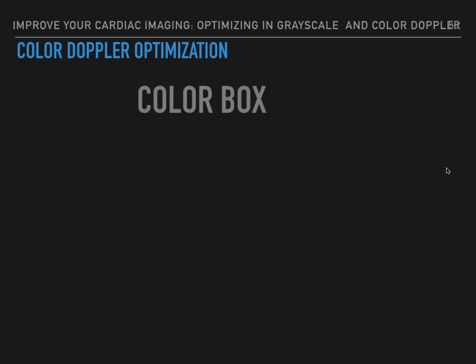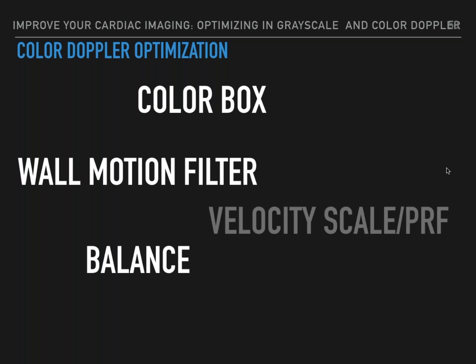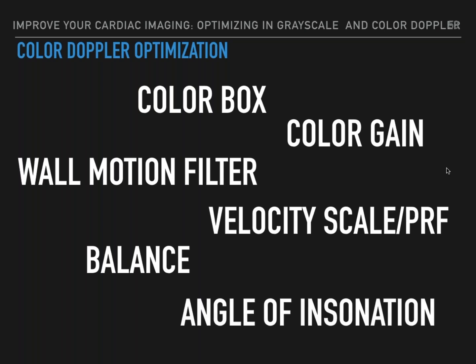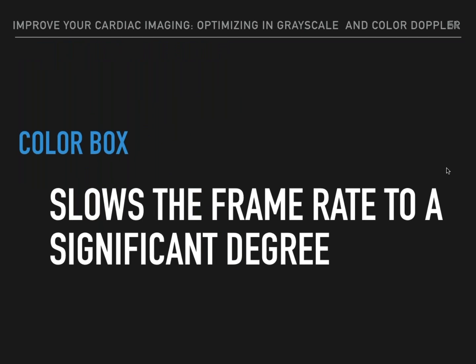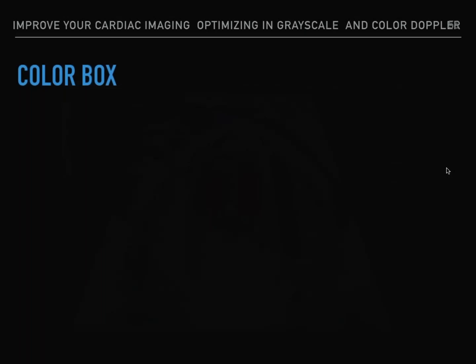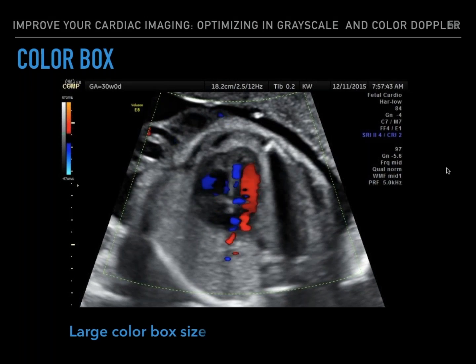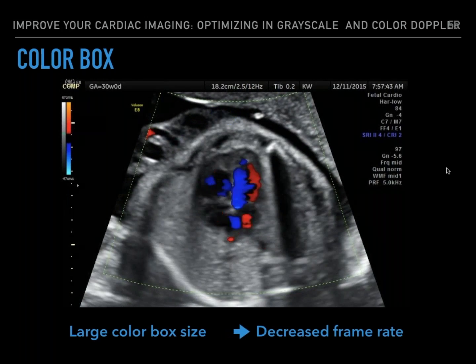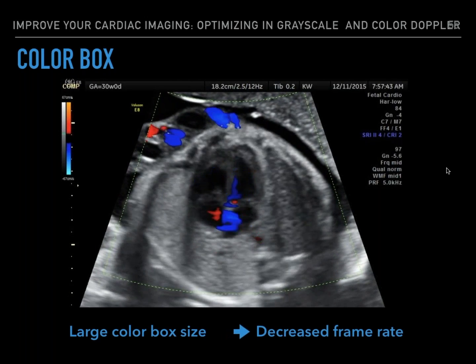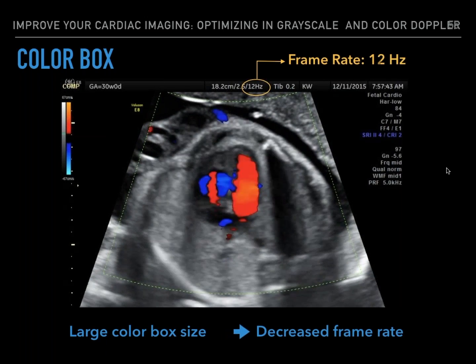So color Doppler examination of the fetal heart is enhanced when these proper settings are applied. Let's review these applications to avoid improper use of these settings. The color box, when activated, slows the frame rate to a significant degree. So here's an example of a large color box. And as you can tell, this clip has a decreased frame rate, and the frame rate is 12 Hertz.